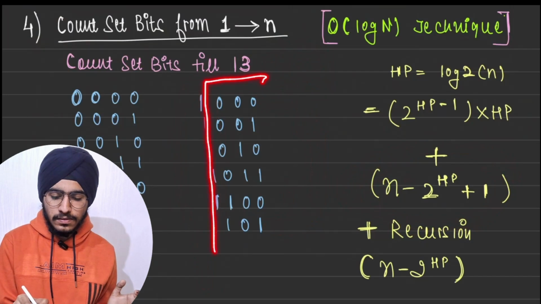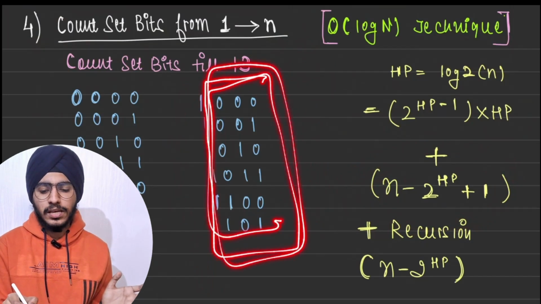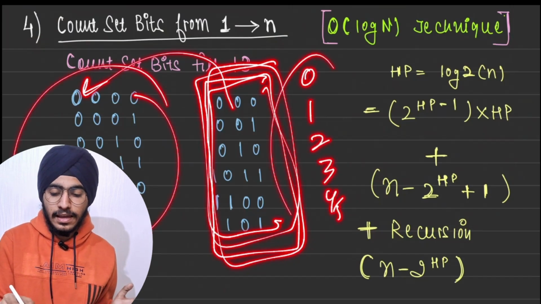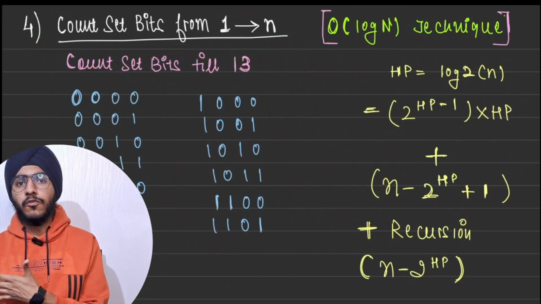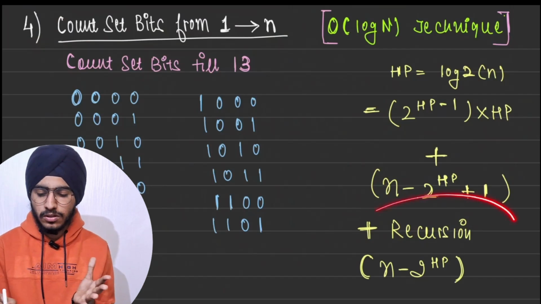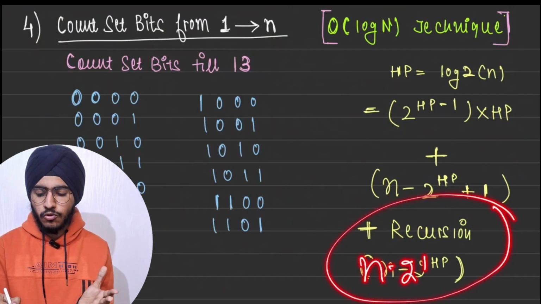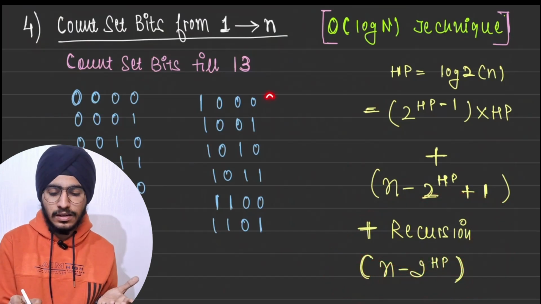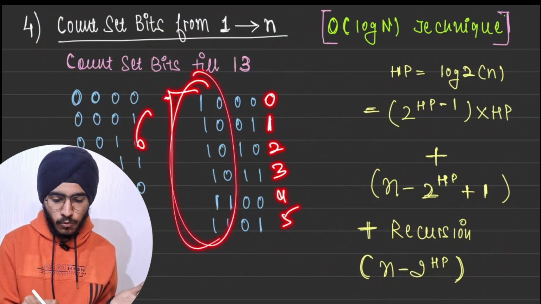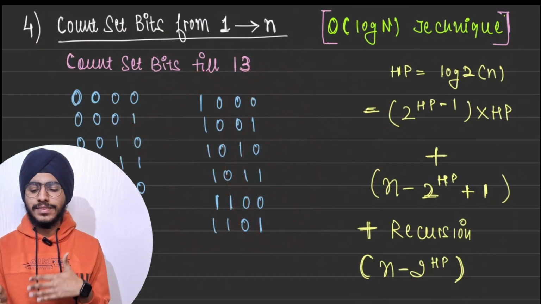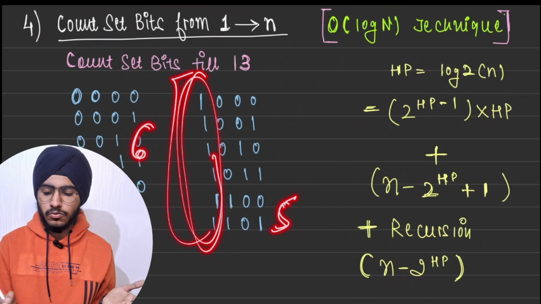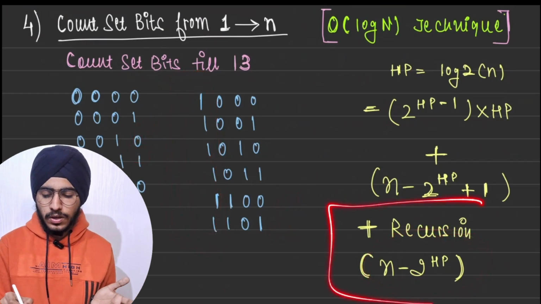So the remaining part is this now. What is it actually? It is the same thing that we did first: 0, 1, 2, 3, 4, and again finding the latest power of 2. So we are doing the same thing, and while doing the same thing, what do we use? Recursion. N minus 2 raised to power HP. Why not plus 1? This is because it starts from 0: 0, 1, 2, 3, 4, 5. The count of ones was actually 6, but the number is 5. That's why the number is 5, but the number of set bits is 6 at the beginning. So we will say n minus 2 raised to power HP, and we call this recursion.